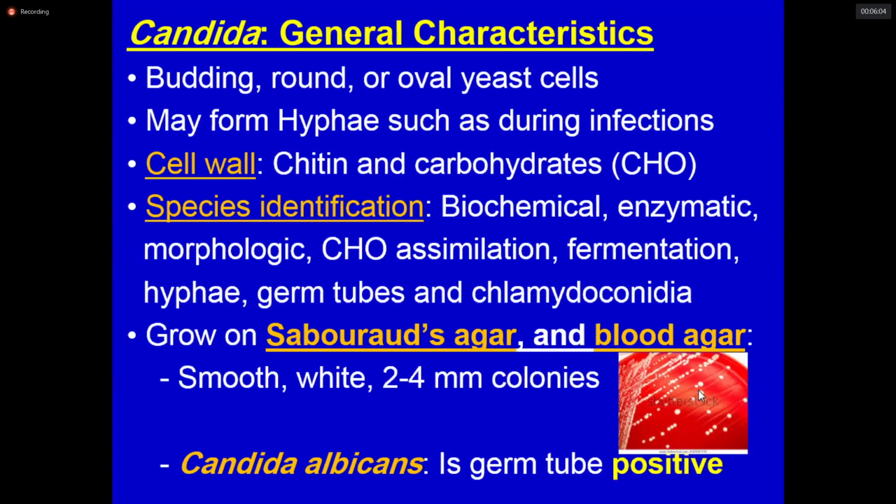On blood agar you can see smooth white, large colonies. If you see this type of growth, you may say to me, this is Staphylococcus. But Staphylococcus colonies are much smaller, about 1 millimeter or less. Here, 2 to 4 millimeter colonies indicate Candida albicans. Candida albicans is characteristically germ tube positive. Germ tube means the budding becomes elongated and forms a tube-like, hyphae-like structure. Hyphae means the thread of the fungus. So germ tube positive, and I will speak about it in a moment also.